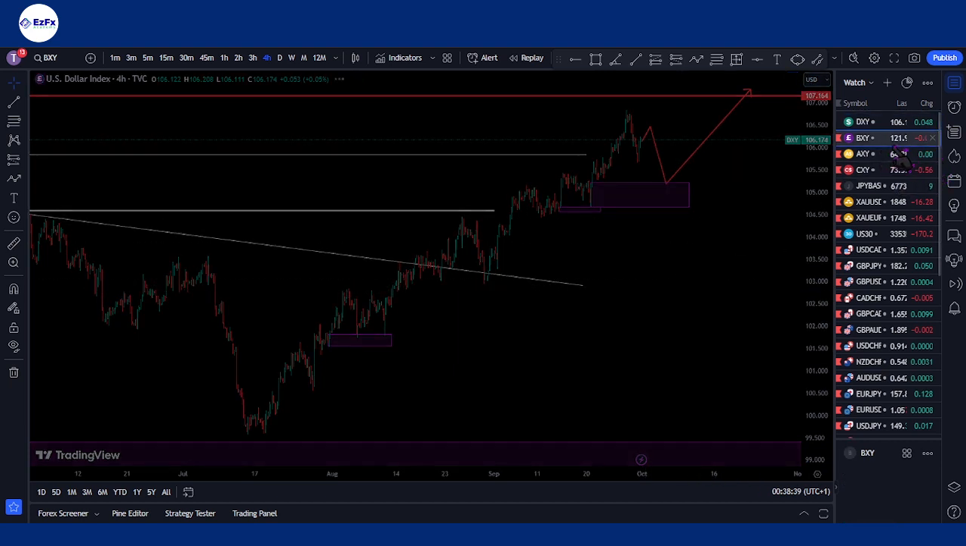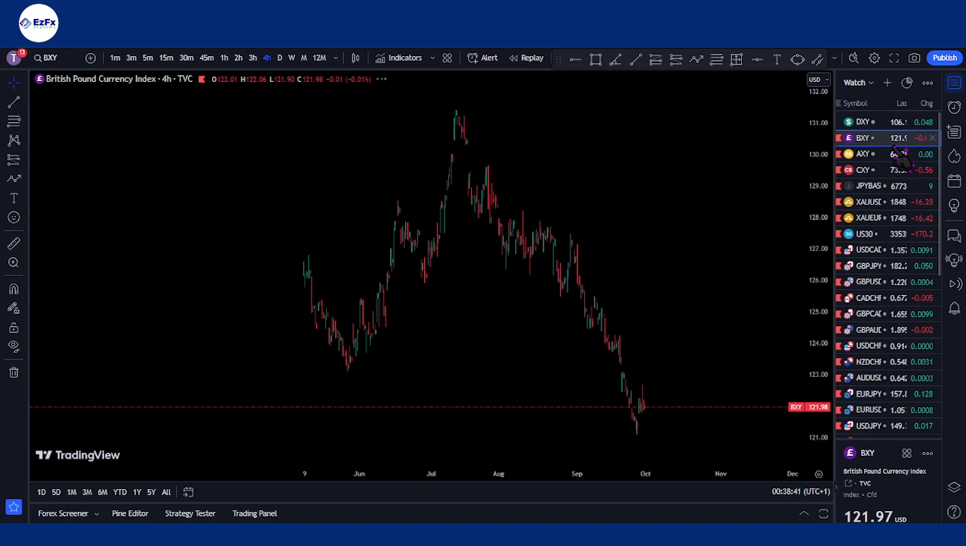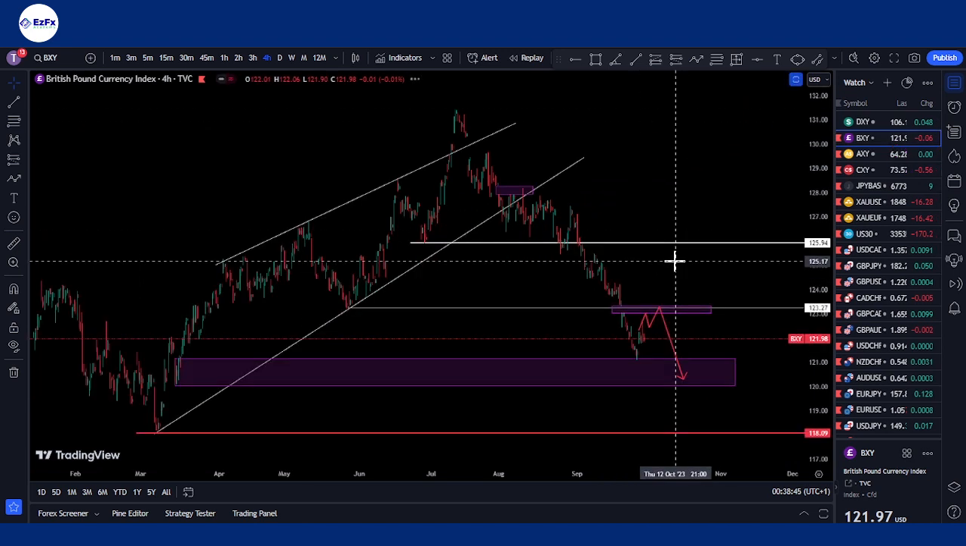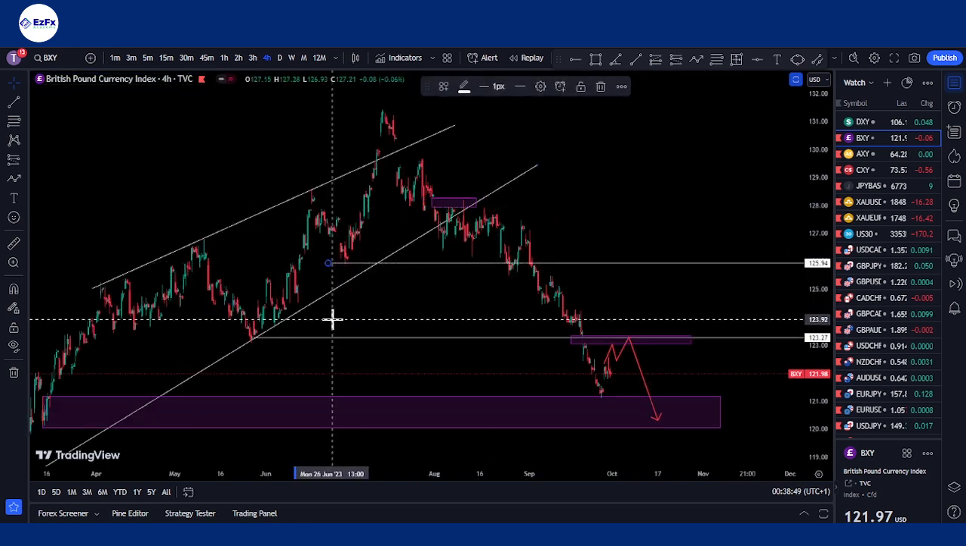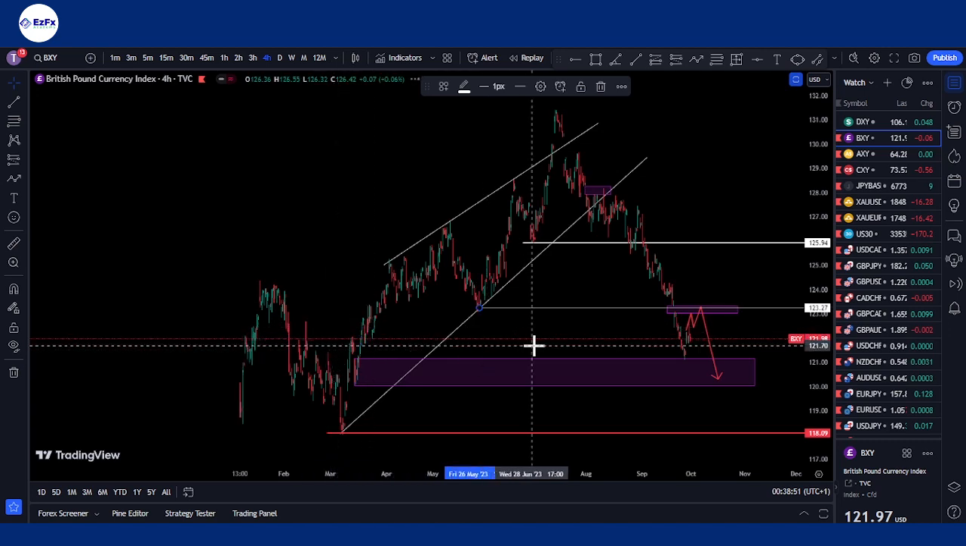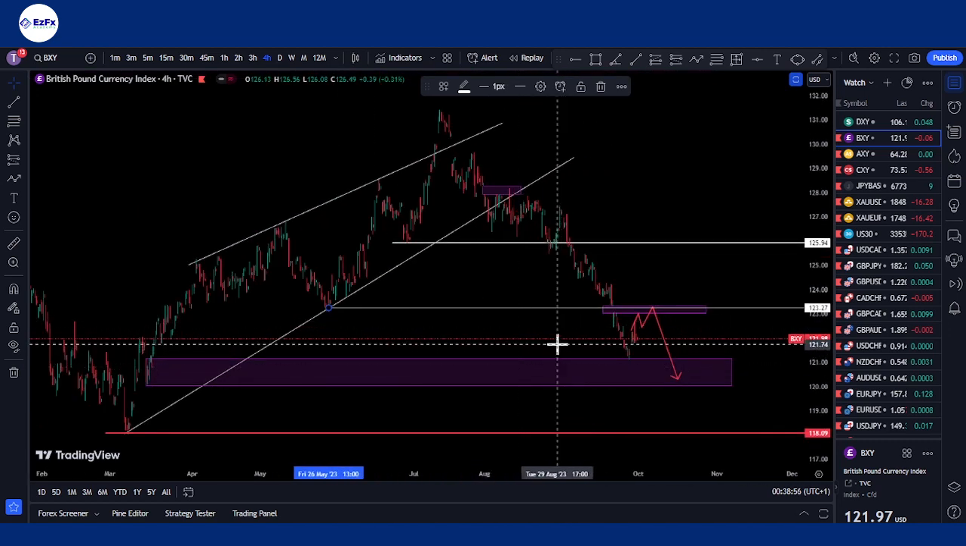Straight up next, we are going into BXY, which is the Great British Pound Currency Index, and on BXY, we've broken this previous low here, this is one, we've broken the second low around here, and it looks currently like price is still bearish.